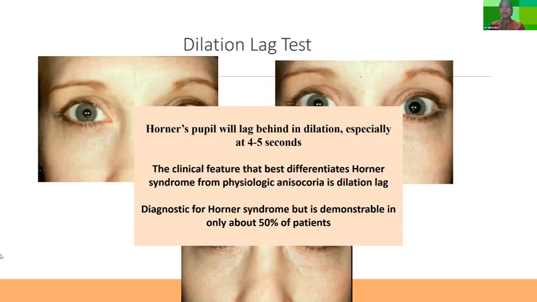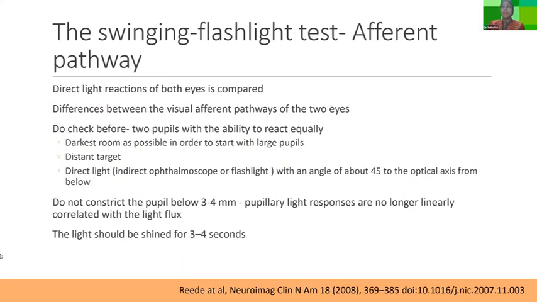The clinical feature that best differentiates Horner syndrome from physiological anisocoria is the dilation test. It is diagnostic for Horner syndrome, but the important thing is it is demonstrable in only 50% of the patients. Then the swinging flashlight test.